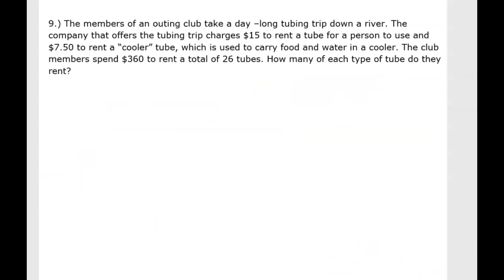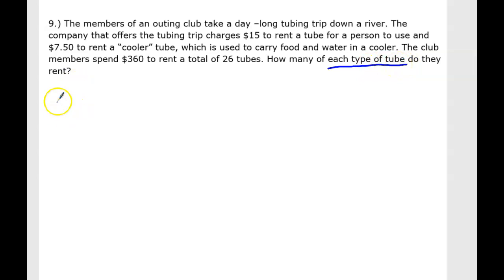All right, the members of an outing club take a day-long tubing trip down the river. The company that offers the tubing trip charges $15 to rent a tube for a person to use and $7.50 to rent a cooler tube, which is used to carry food and water in the cooler. The club members spend $360 to rent a total of 26 tubes. How many of each type of tube do they rent?